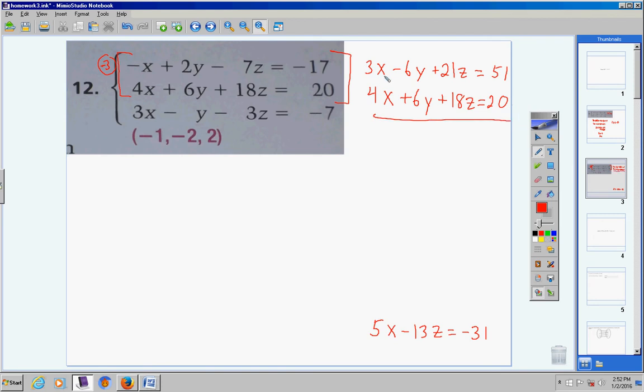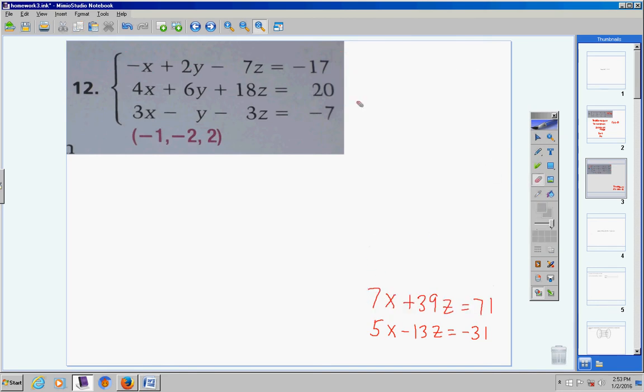Here we go. 7x. These cancel. 39. 71. So my y's canceled out again. So now I have another equation that does not have a y in it, okay? So that's pretty good, Jonathan. Now I'm doing pretty good, okay?